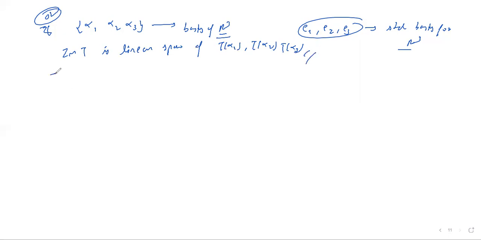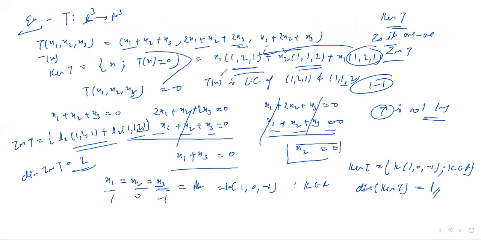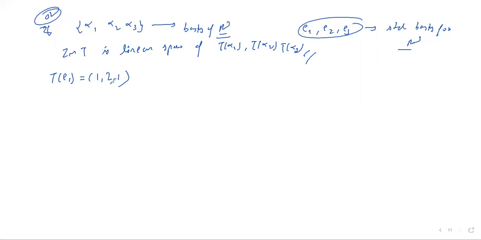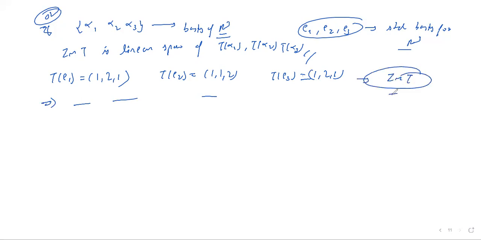So I can write that T of E1 equals (1, 2, 1), the vectors which we have generated here, which are (1, 2, 1) and (1, 1, 2). So T of E1 equals (1, 2, 1), T of E2 equals (1, 1, 2), it is mapping to this, and T of E3 equals (1, 2, 1). These are the corresponding three vectors which we have got earlier. Now these TE1, TE2, TE3 are the spanning set of the image of T.